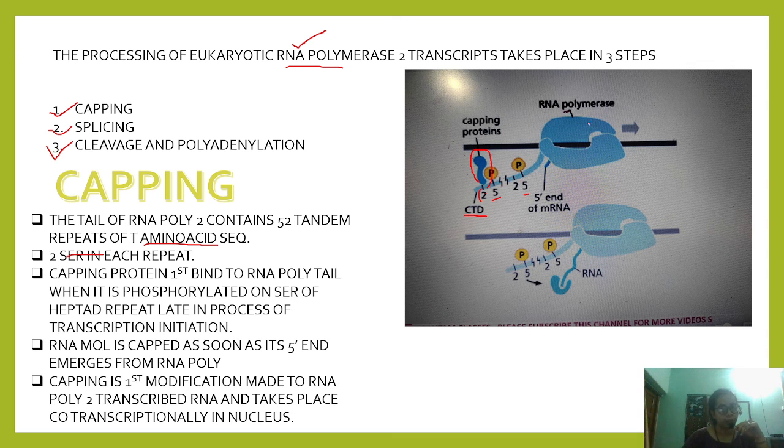The RNA polymerase is responsible for formation of mRNA. Before that, in this tail region only, the capping protein binds to it, and the phosphorylation takes place at the 5th position of the serine residue. Once this 5 prime end emerges out, immediately the cap will be attached.